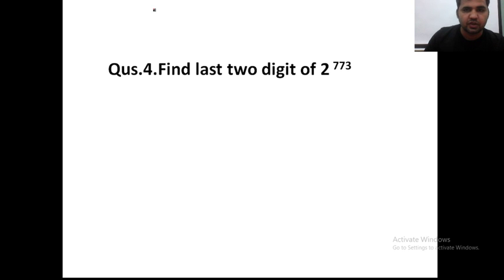So these are the two rules which you can use for any even number, because every even number is a multiple of 2. Now find the last two digits of 2 raised to power 773. What will be the answer of this question? Can you solve this question? Give me the answer, all of you who are watching live. What will be the last two digits of 2 raised to power 773?